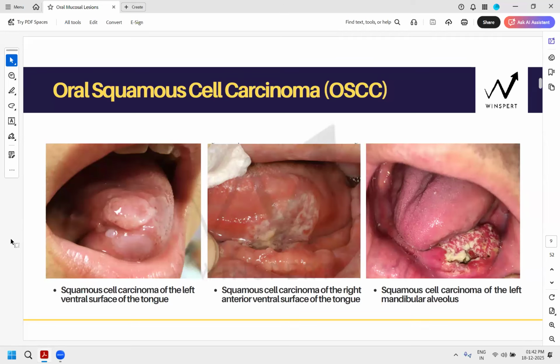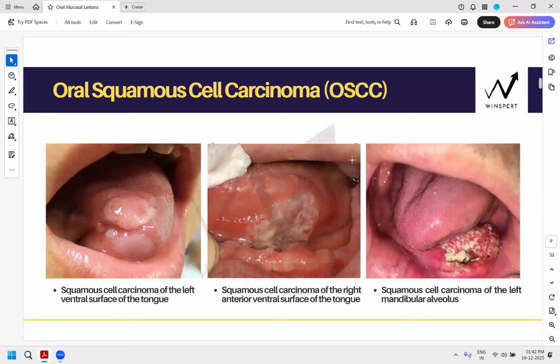Now, these are the three various clinical presentations of oral squamous cell carcinoma. Squamous cell carcinoma on the left ventral surface of the tongue. Is it a high risk site? Absolutely yes. Squamous cell carcinoma on the right anterior ventral surface of the tongue. Because it is confluent with the floor of the mouth, the ventral surface of the tongue, lateral border of the tongue, and floor of the mouth. So ventral surface is practically confluent with the floor of the mouth. So it is one of the high risk sites. Is it not? And then on the left mandibular alveolus.